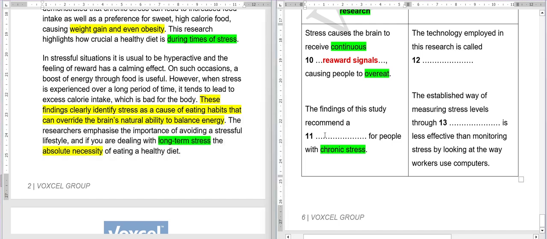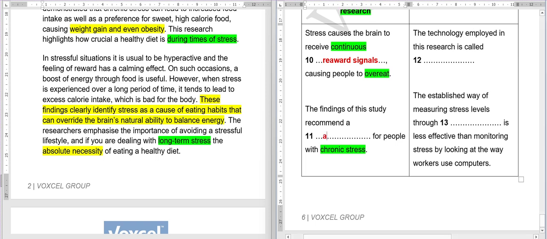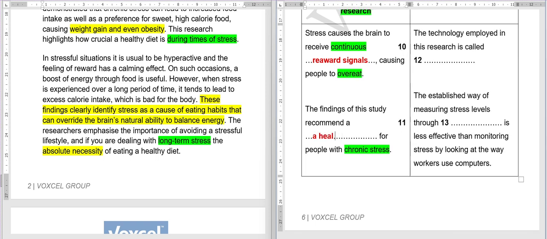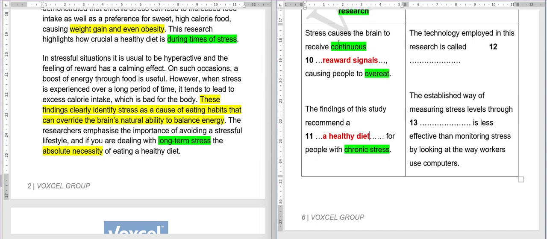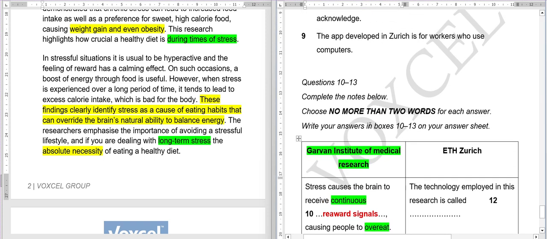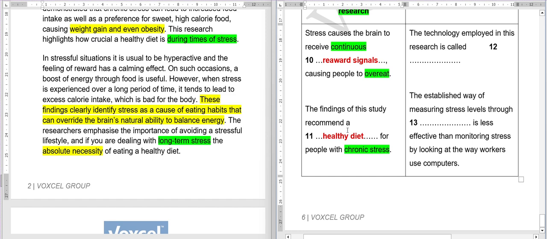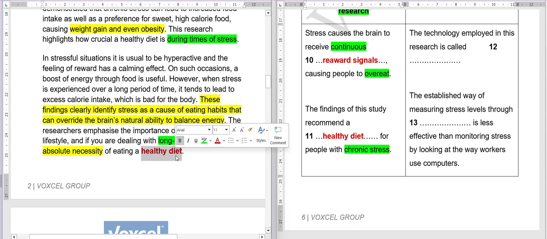Okay, time's up. I'm gonna write the answer here, and the answer is a healthy diet. Oh, sorry about that. Healthy diet. Let me recheck. Yeah, no more than 2 words. Healthy diet. Oh, A is written here already. So our answer will be healthy diet. Let me mark it here.